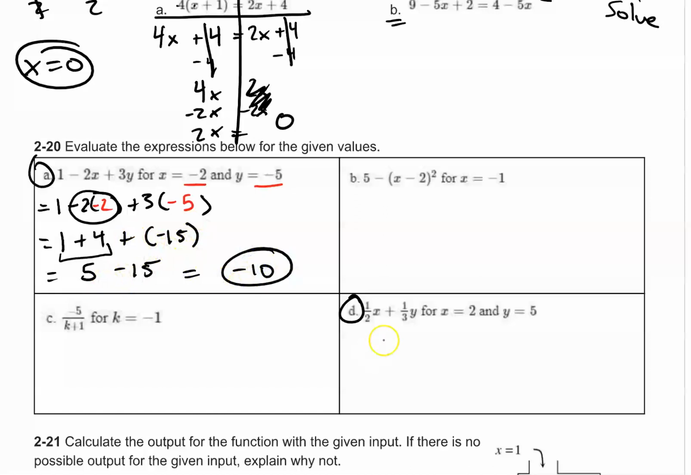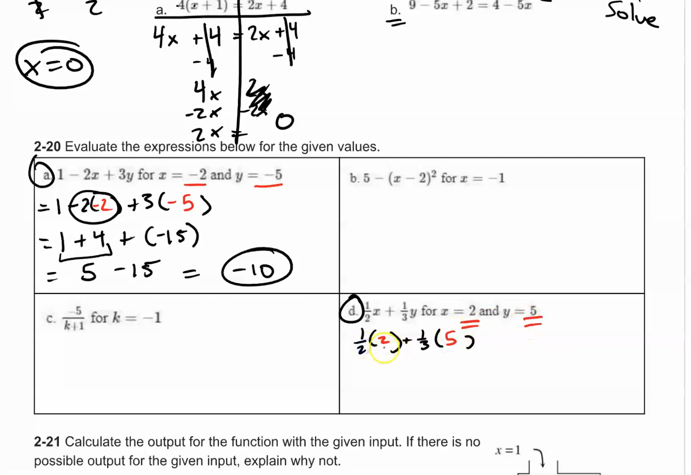Let's try D. D, this one has fractions, a little tricky. So 1/2 times x, where we'll replace x with the number 2, plus 1/3 times y, where we're going to put in 5 for y. And then let's see what happens.